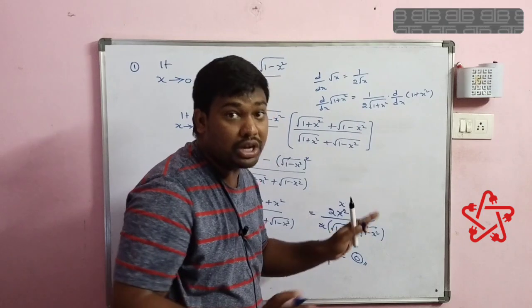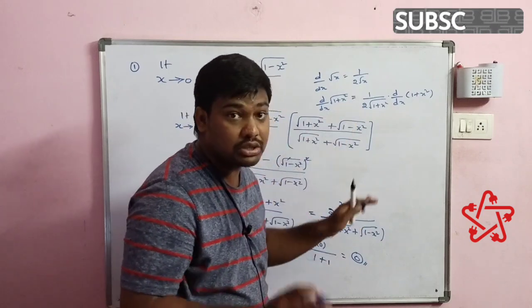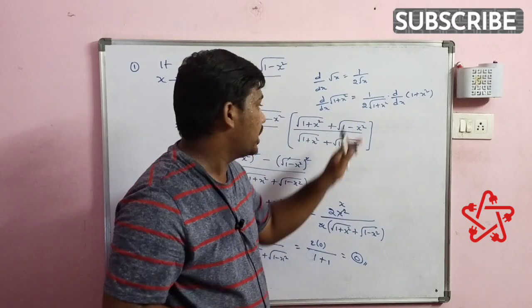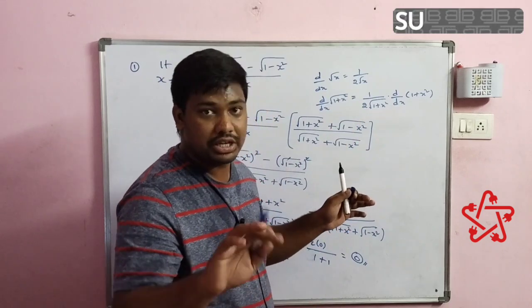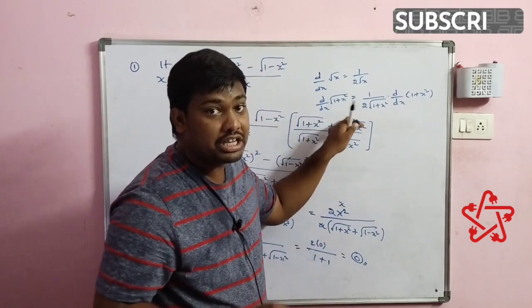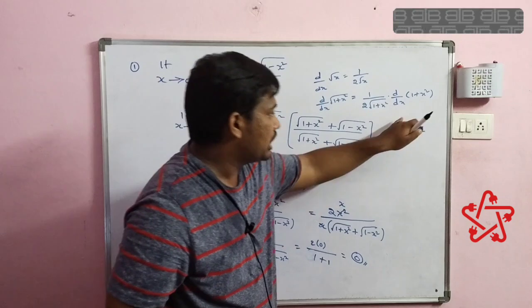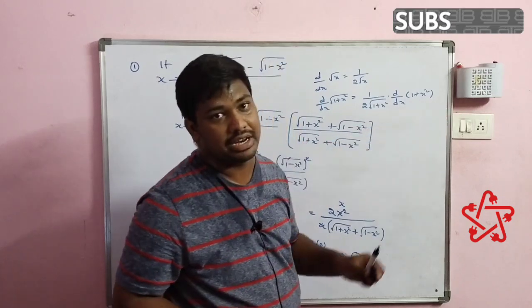Here it is not root x actually. It is root over 1 plus x square. It is not x inside the root. It is 1 plus x square inside the root. That is why we are differentiating again.